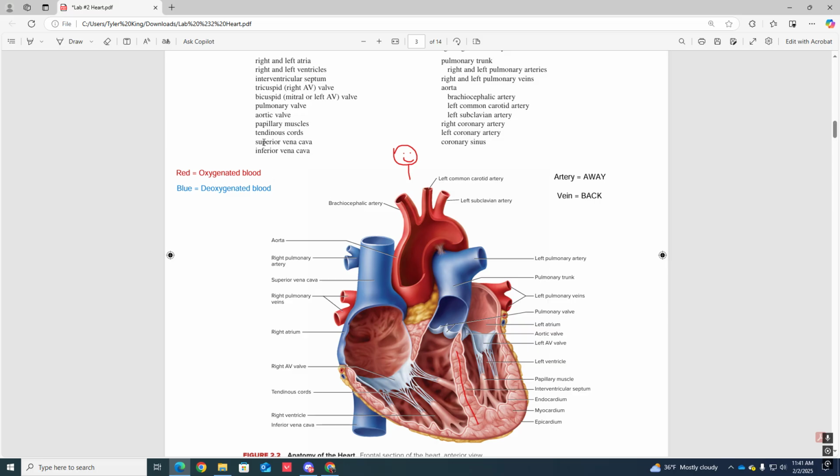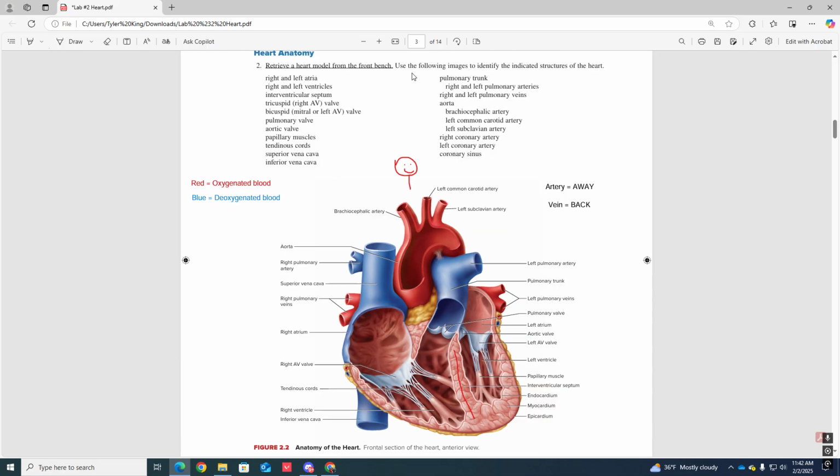So, like I said, we have the superior vena cava and inferior vena cava. Superior vena cava is at the top because it's superior. Inferior vena cava is at the bottom because it's inferior. Very straightforward. This is bringing blood back from the rest of the body into the right atrium.